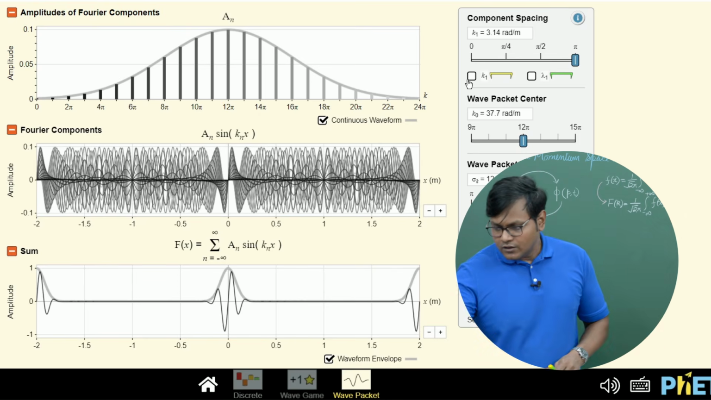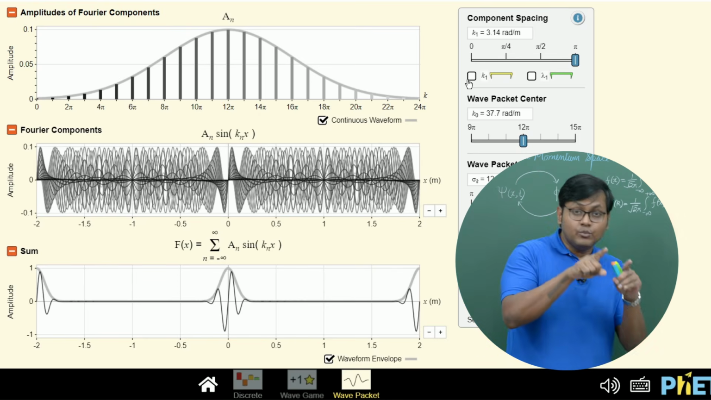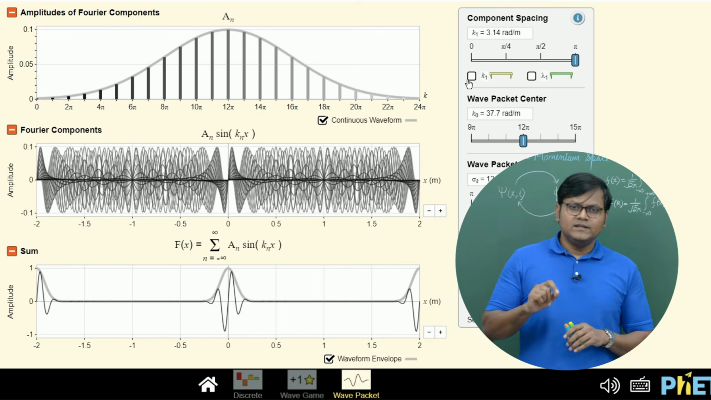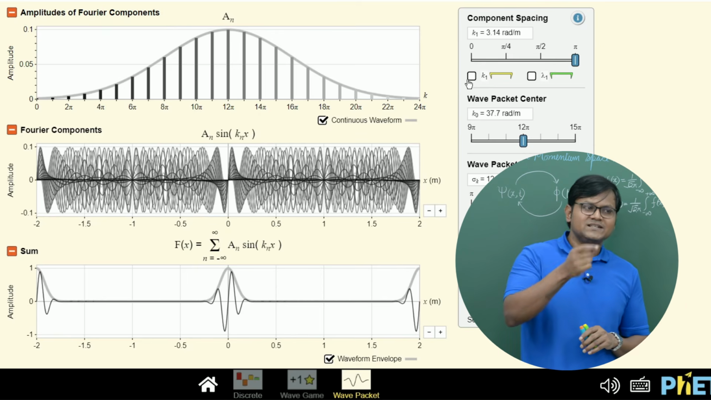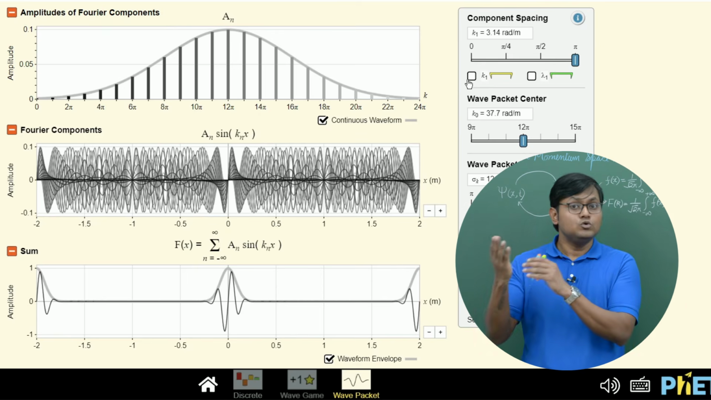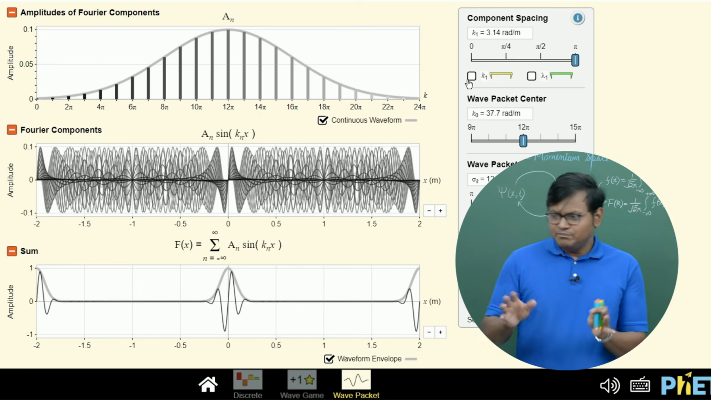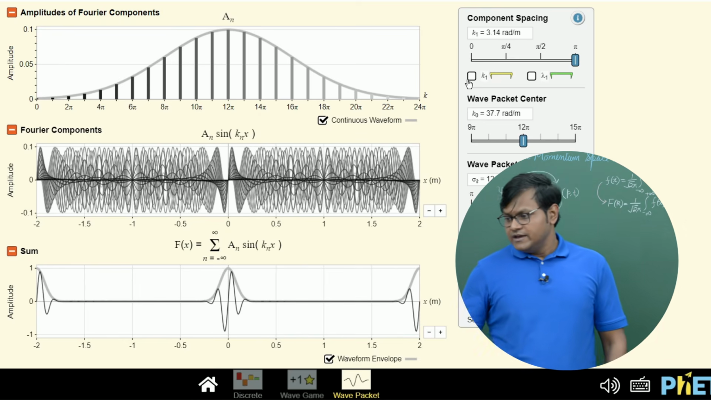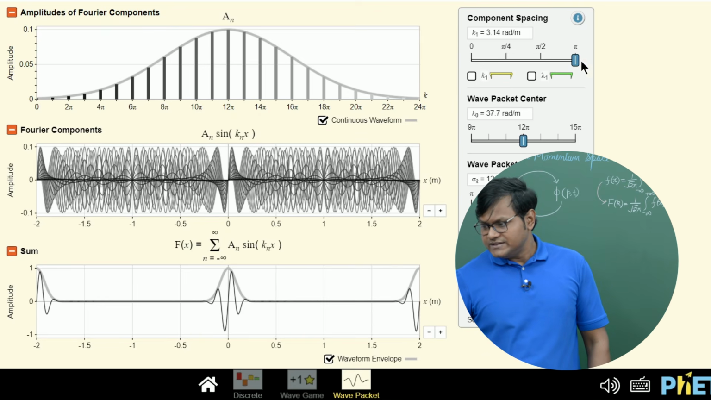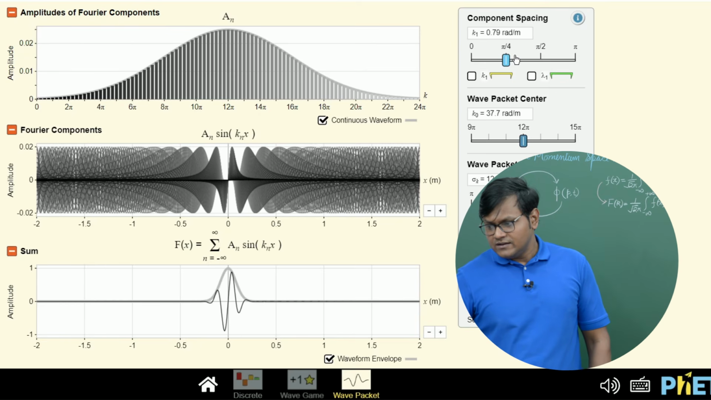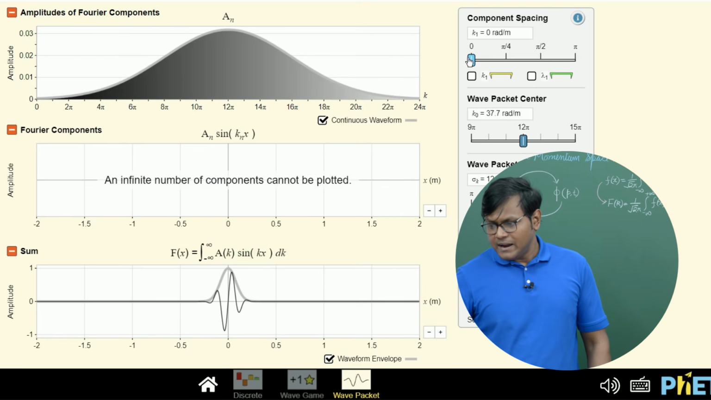So you can think of the third graph as the graph in position space and the first graph as the graph in k space. Now remember that in quantum mechanics, k is essentially related to momentum, because p is equal to h cut k. And if I make some changes to it, let's suppose I change the spacing, I can increase or decrease the spacing. If I decrease the spacing, then I end up getting a larger number of waves that superimpose to give me a better wave packet.